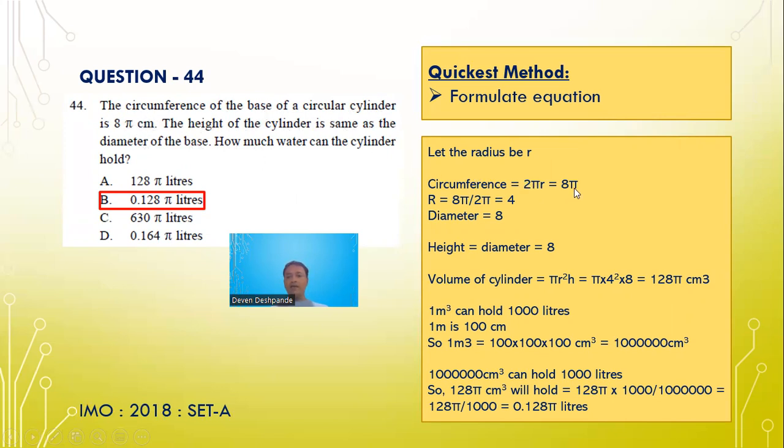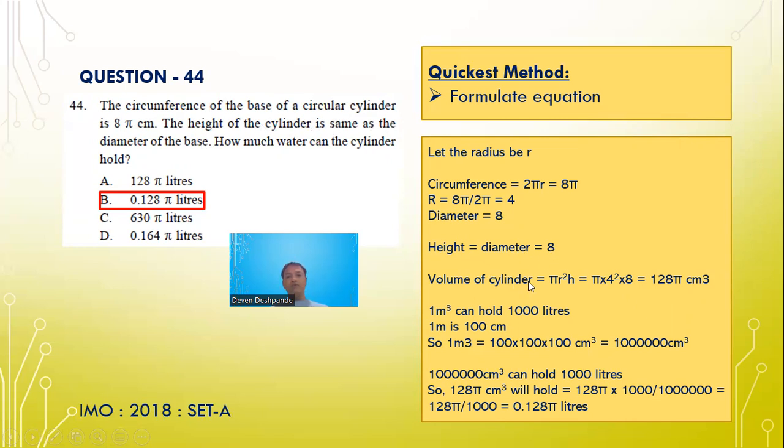So 2 pi r is 8 pi. So what is r? R is 8 pi upon 2 pi, which is 4. So radius is 4, and diameter is twice the radius, which is 8. Height of the cylinder is the same as the diameter of the base. So height is equal to diameter is equal to 8.